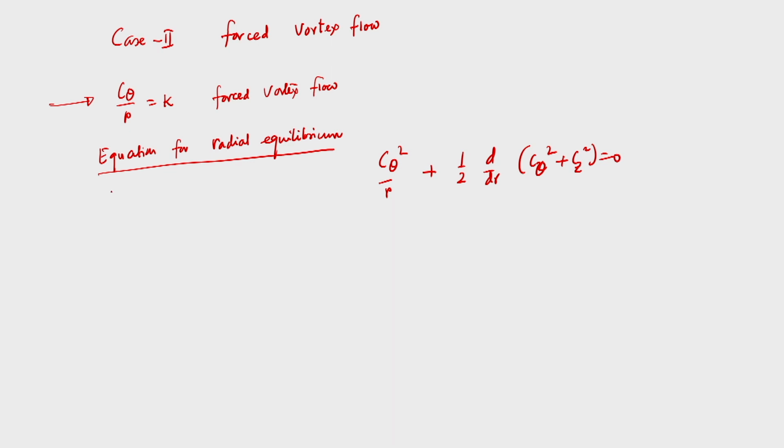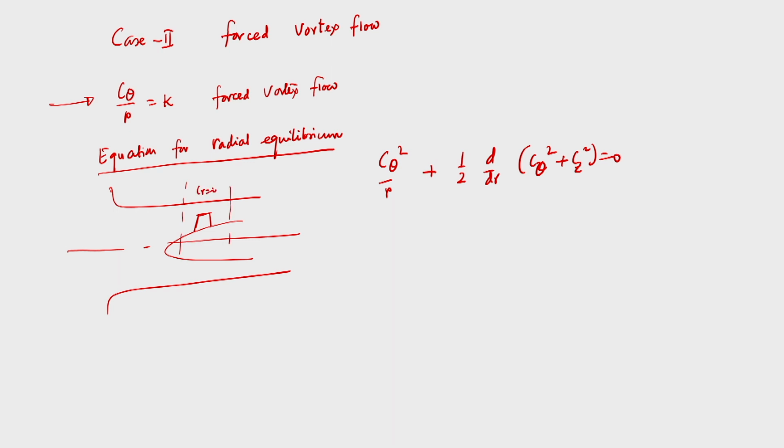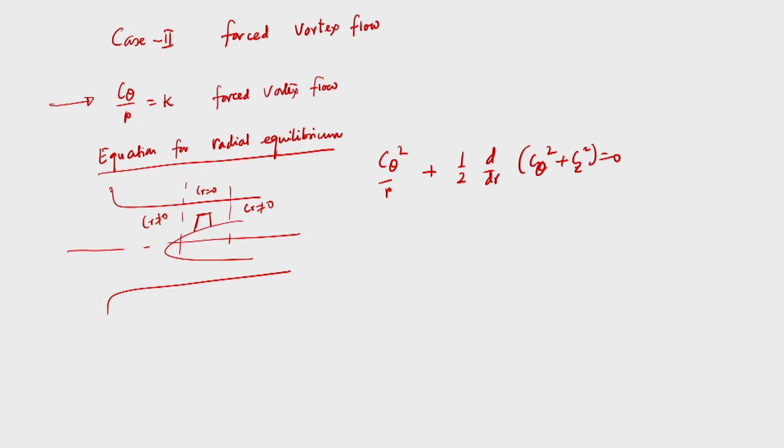Because we know that if we draw again an axial flow machine, this is the blade, and this is the case where Cr equal to 0, and upstream and downstream Cr not equal to 0. So here Cr not equal to 0 and here Cr not equal to 0, but here Cr equal to 0. That means whenever radial equilibrium is attained, the centrifugal force is balanced by the radial pressure gradient, and the radial Cr becomes 0. So this is the radial equilibrium equation.